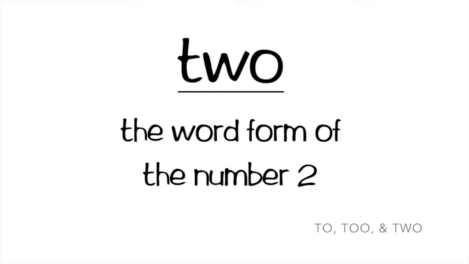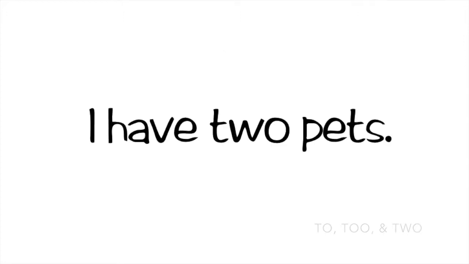Lastly, we have two, spelled T-W-O, which is the word form of the number 2. I have 2 pets, where 2 tells how many pets.